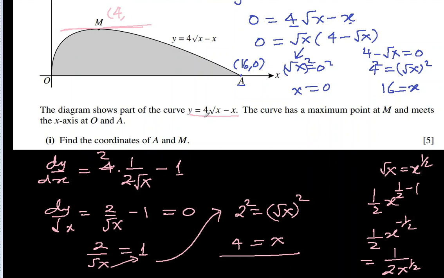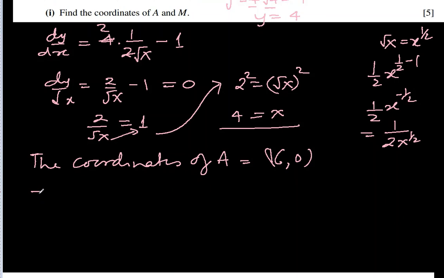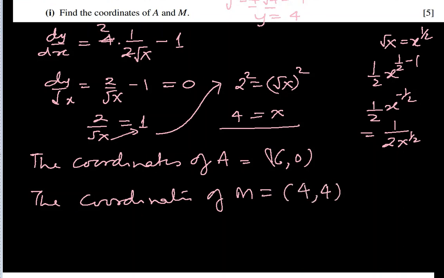For finding the y coordinate, just put the x coordinate in this and we'll get y. y equal to 4 square root of 4 minus 4. So 4 times 2 is 8. 8 minus 4 is 4. So 4 is the y coordinate. And we'll write here the coordinates of A were 16, 0, and the coordinates of M is 4, 4.